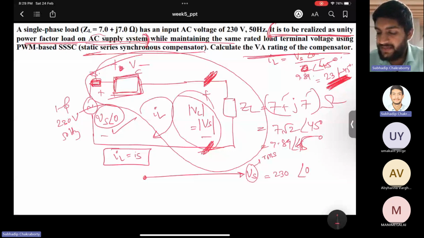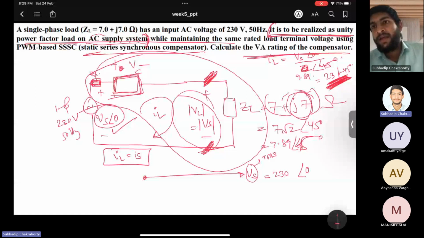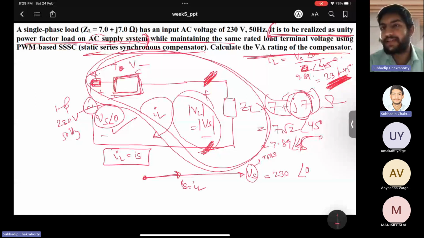The load has some reactive component, but with this compensation it appears as a unity power factor load. So your supply and load currents, after compensation, are both in line, that is, in phase with the supply voltage. So I draw the phasor diagram like that: IS equal to IL. Up to this is clear, right? Yes, sir.